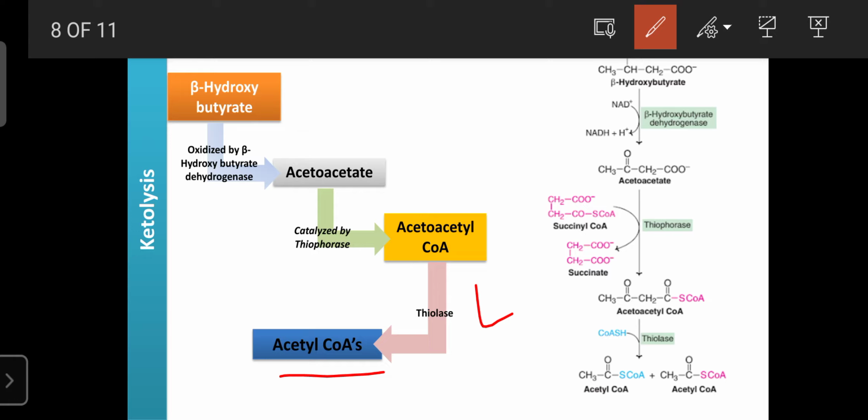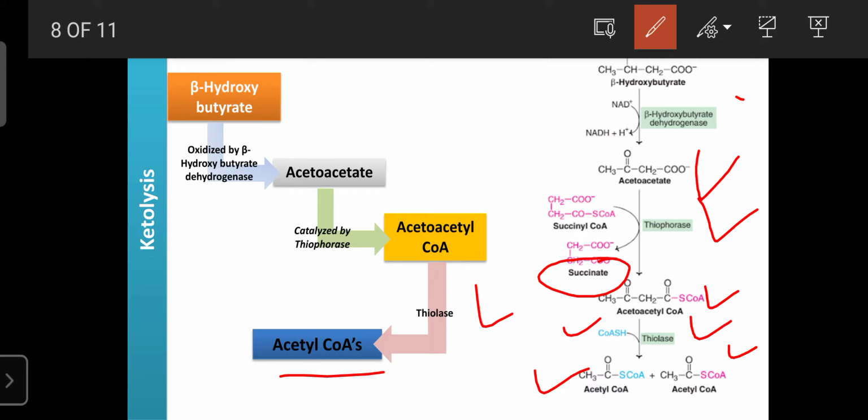Here the beta hydroxybutyrate, in the presence of NAD plus, converts NAD plus into NADH plus H. With this beta hydroxybutyrate dehydrogenase enzyme, it is converted into acetoacetate. Then the acetoacetate, along with succinyl CoA, in the presence of thiophorase enzyme, is converted into acetoacetyl CoA as well as succinate. Then further, acetoacetyl CoA, with the addition of coenzyme A and in the presence of thiolase, is converted into two molecules of acetyl CoA.